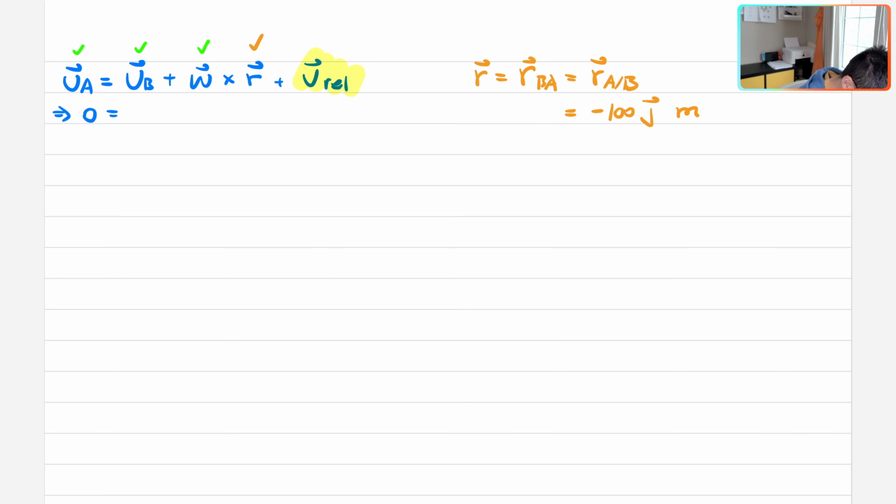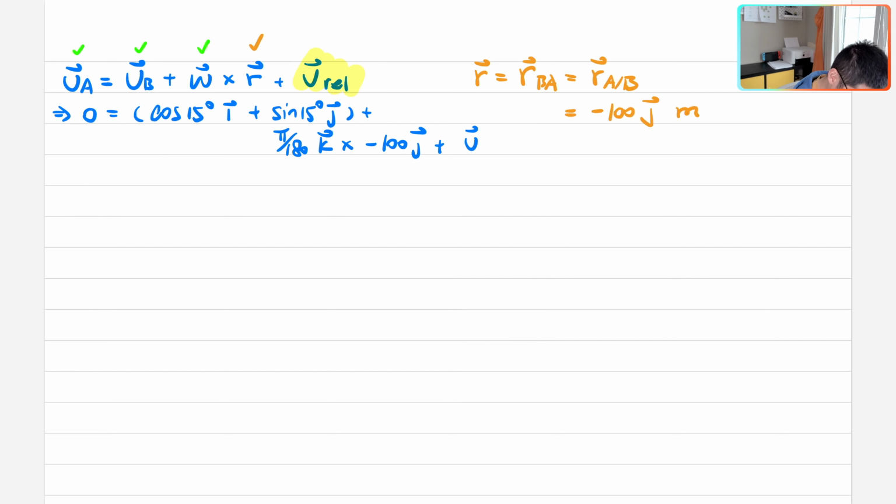0, velocity of B. 0 because velocity A is stationary, as I mentioned. It's standing still on the dock. Plus pi over 180 k cross negative 100j. As I mentioned in class, this kind of question is not that hard to set up. The hard part is actually solving the vectors. So be very patient.